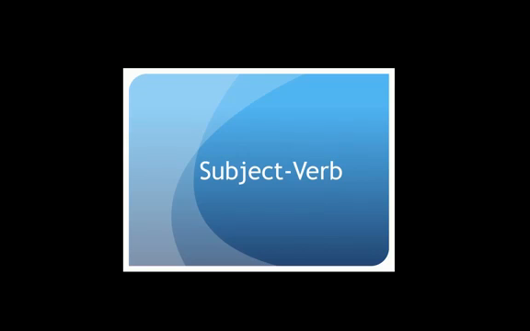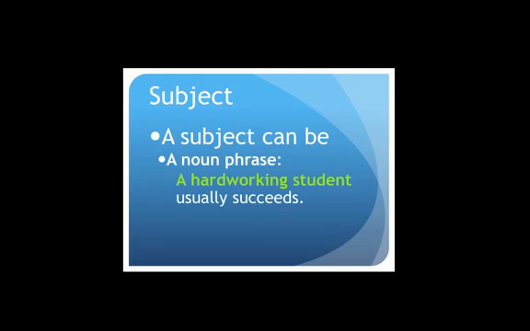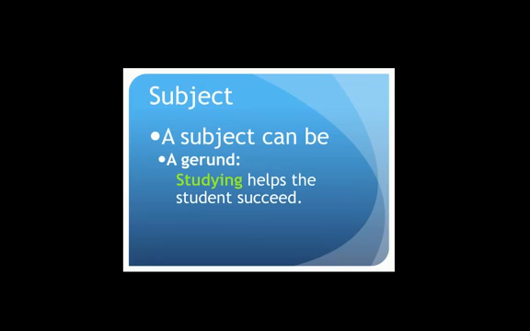Now let's talk about subjects and verbs. Again, we're looking at a basic sentence and we'll expand from that. The subject can be a noun, such as student works hard. It can be a noun phrase, a hard-working student, where the student is modified by hard-working. It can be a gerund, such as studying. Studying is a gerund. It's acting like a noun here, and it is the subject of the sentence.